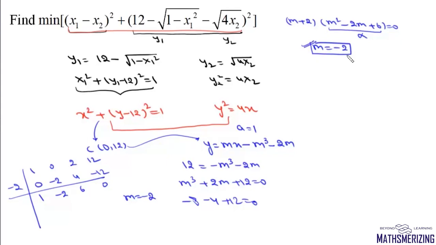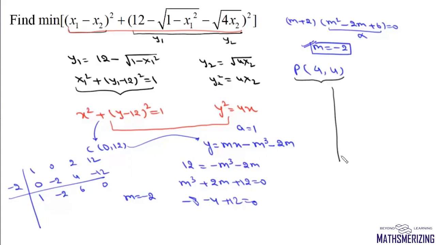Now once we have this m, we can write foot of normal. So let that point be P. So foot of normal is am square, which is 4, and then minus 2am. So minus 2am will be simply 4. So the point on this parabola which is closest to this circle is 4, 4.